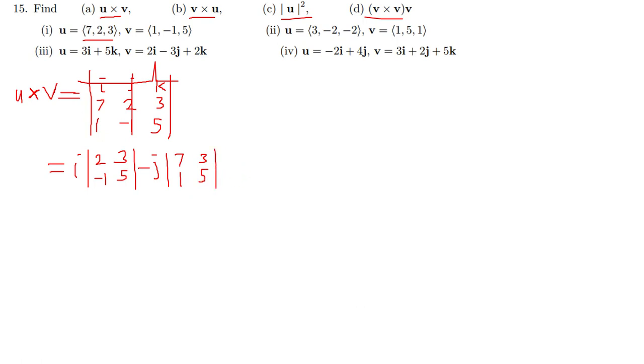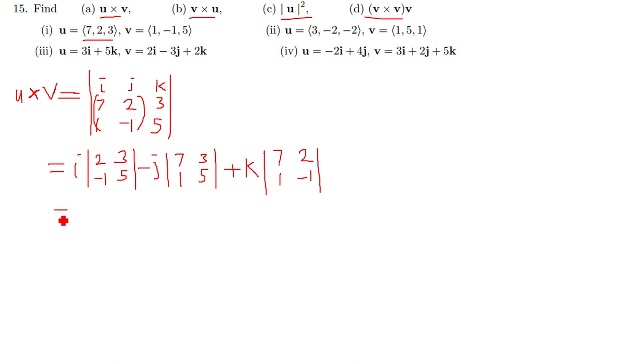And then we move on to k. So we say plus k, and we find the minor for k, which is simply this part: 7, 1, 2, negative 1. Here, don't forget there's always a minus at j. If this i was negative, it would change to plus. So there's always a minus there when you take the cofactors of the first line.